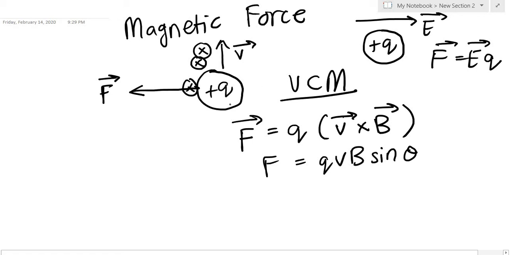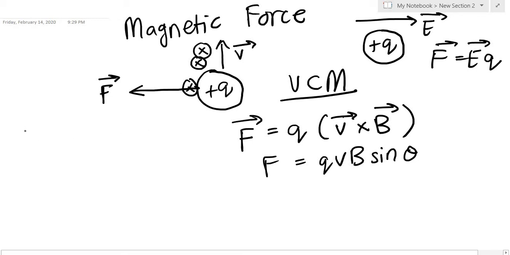Only moving charges experience the magnetic force. If this charge was stationary and you place it in a magnetic field, nothing would happen. But electric field doesn't require such a condition. So the charge needs to be moving, otherwise the velocity is 0 and the force is 0, the magnetic force.